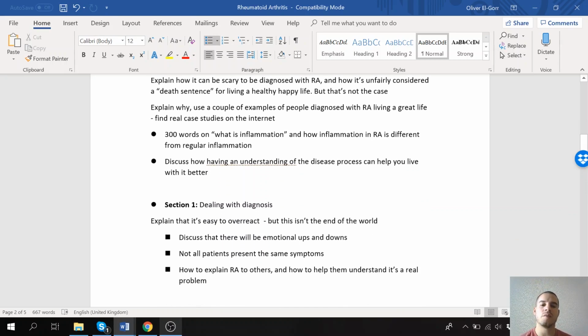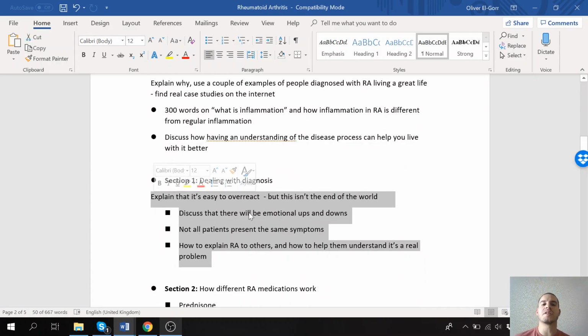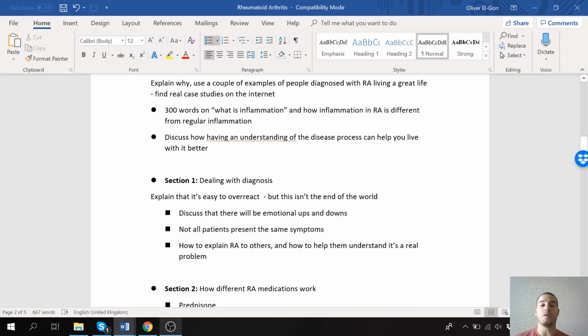Next chapter, dealing with diagnosis. Explain that it's easy to overreact, but it's not the end of the world. Discuss that there will be emotional ups and downs. Not all patients present the same symptoms. How to explain RA to others. These are all problems that I found from my research. If you don't do your research, you won't find any of this, and your book's going to be terrible.